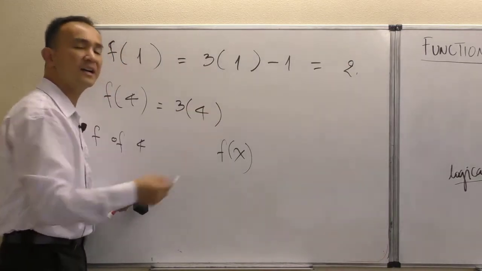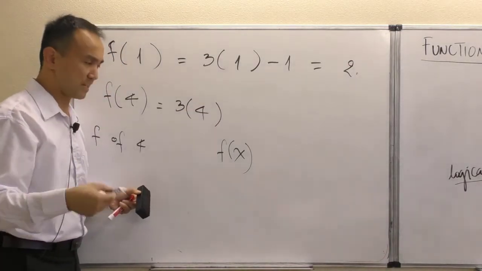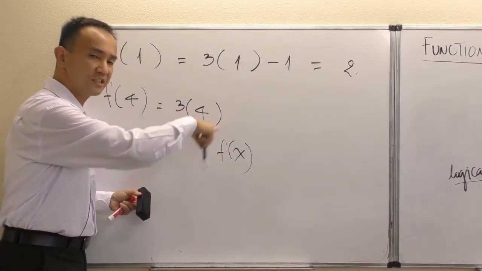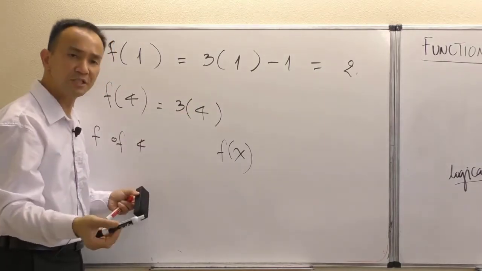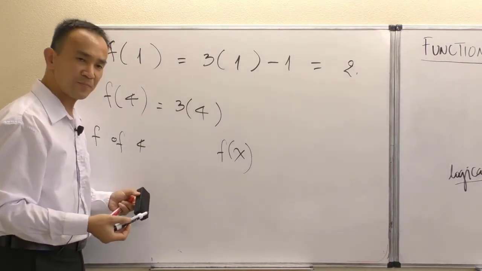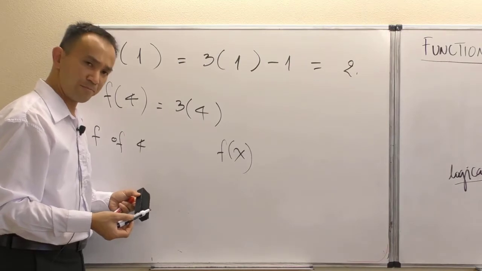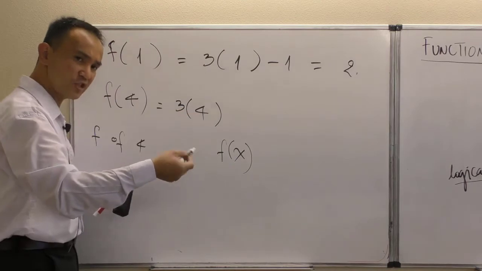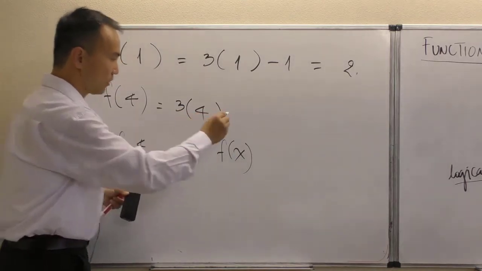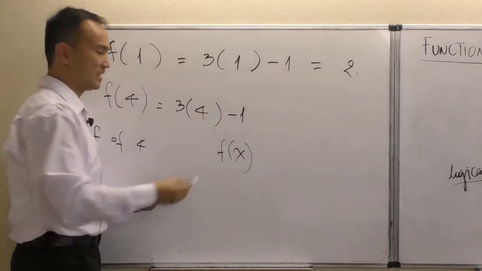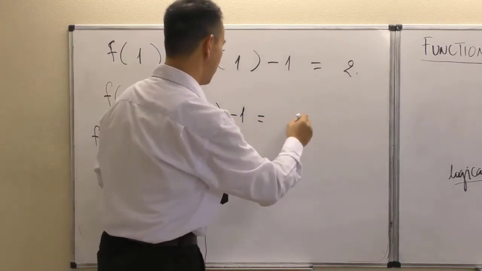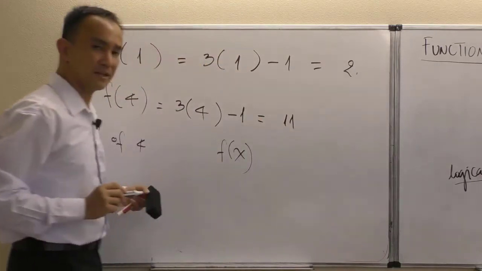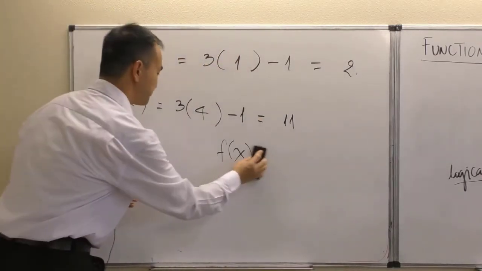That's why I use parentheses here, and I highly recommend that my students use parentheses any time you substitute a value for a variable. So 3 times the input, substituted by 4, generally x, but now 3 times 4 minus 1. Now we come up with the final value. 3 times 4 is 12, minus 1, that's 11.